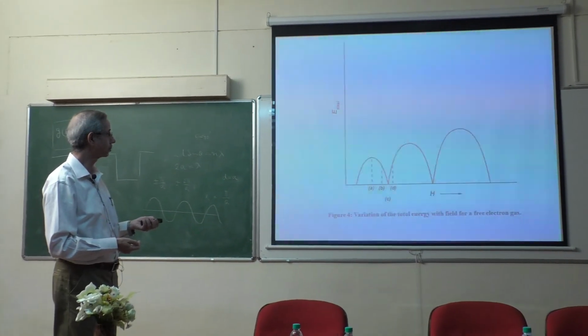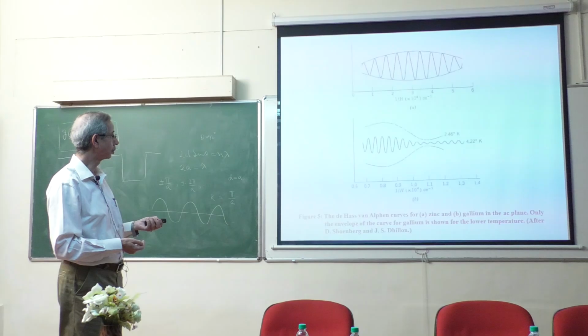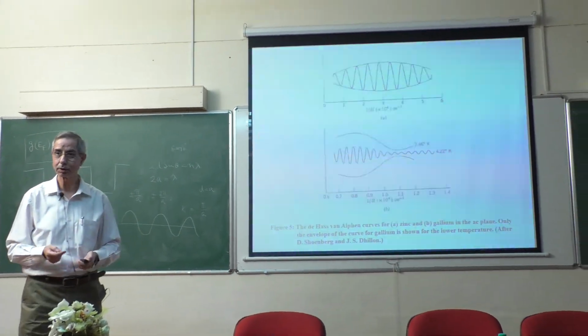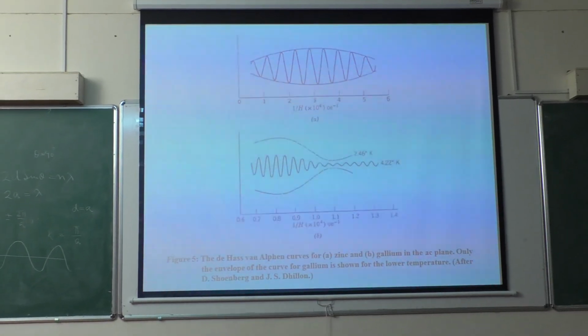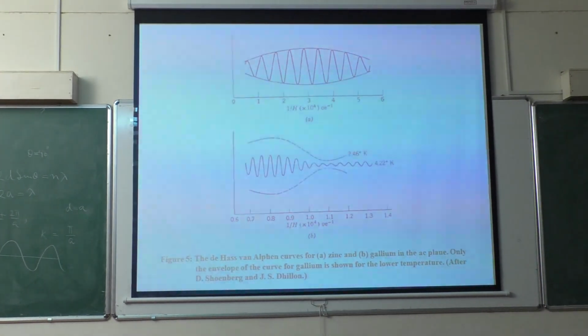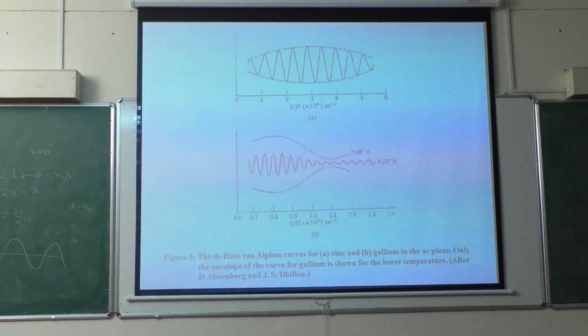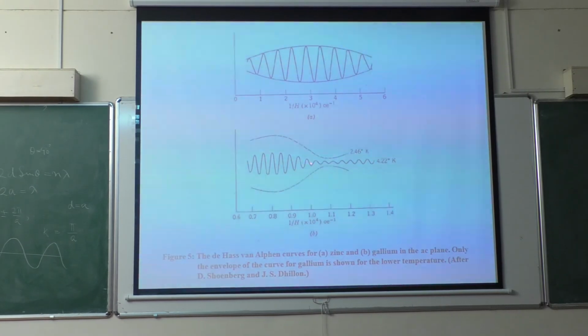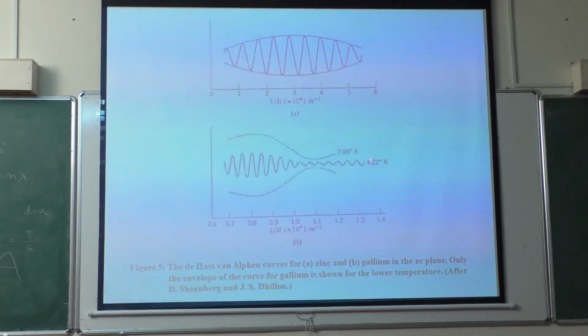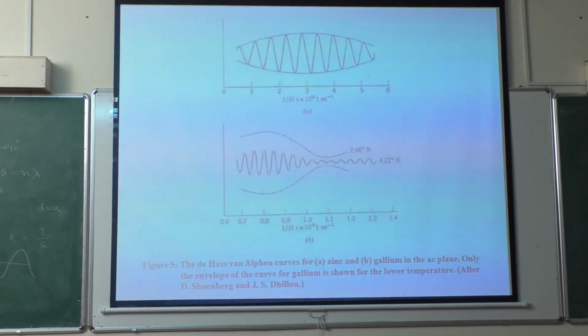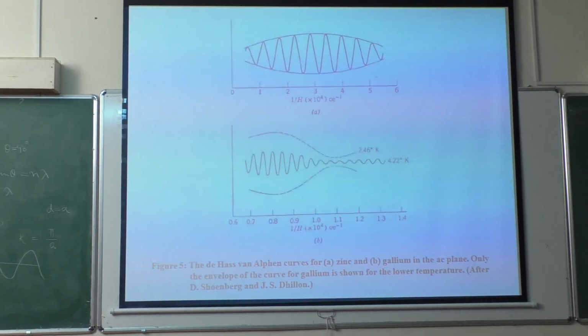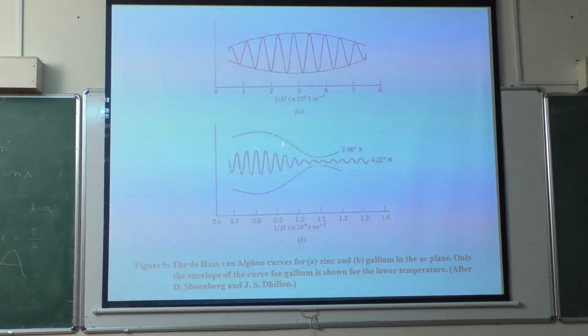Now I'll just show you the last picture and be done. This was the result observed by these people: the de Haas-van Alphen curves. The top one is for zinc and this is for gallium, at two different temperatures. It's 2.46 Kelvin here. Only the convolution is given, which means it will have oscillations like this.